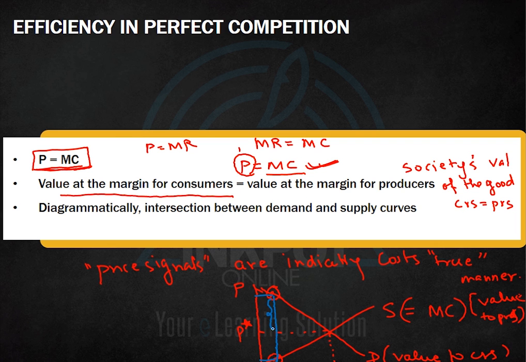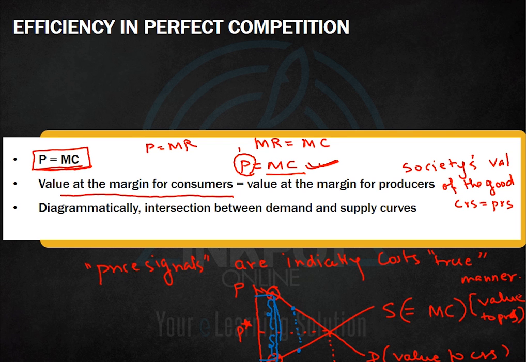This much of the surplus will be obtained by the consumers, and this surplus will be obtained by the producer, or it could be any combination of this. Basically, the total surplus will be this difference between the two curves. Similarly, for the next unit, also the valuation of the consumer is greater than the valuation of the producers, and this surplus can be obtained.